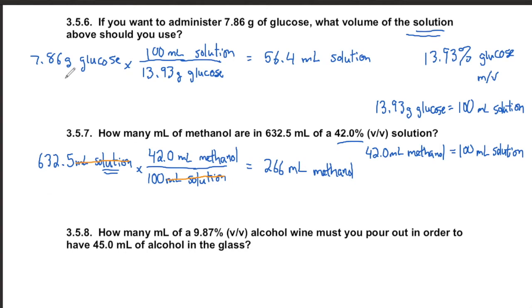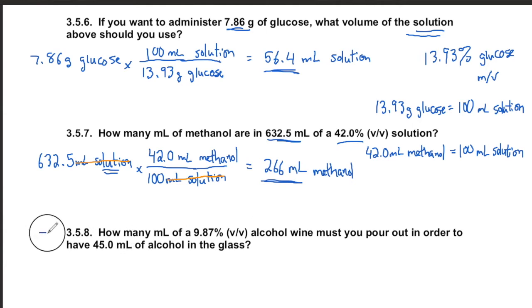Another thing that could be helpful is to make predictions. So if we had done this with these problems, we would know that, to get 7.86 grams, we need a larger number of milliliters. We can't just have 7.86 milliliters or fewer milliliters. It has to be a larger number. And so then we are more confident when we get that larger number. For this one, if this is the mixture, 632.5 milliliters, the amount of methanol in that mixture has to be smaller than 632.5 milliliters. And so then we can be more confident when it is.